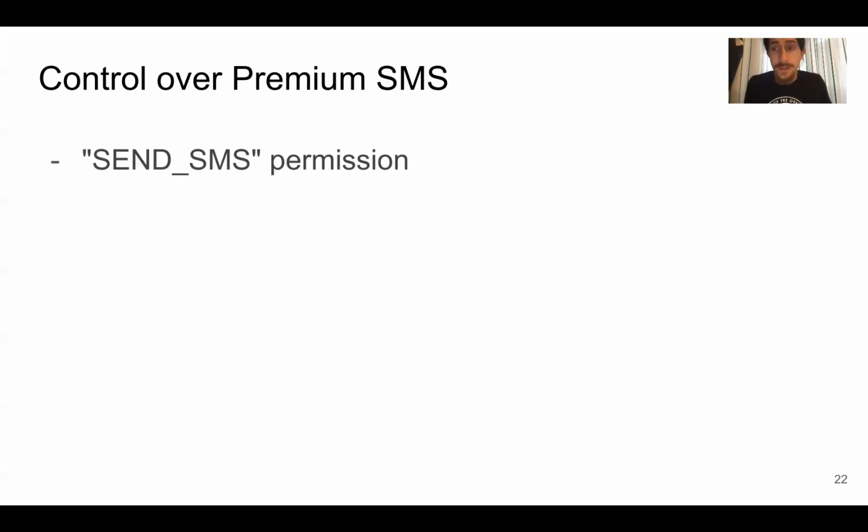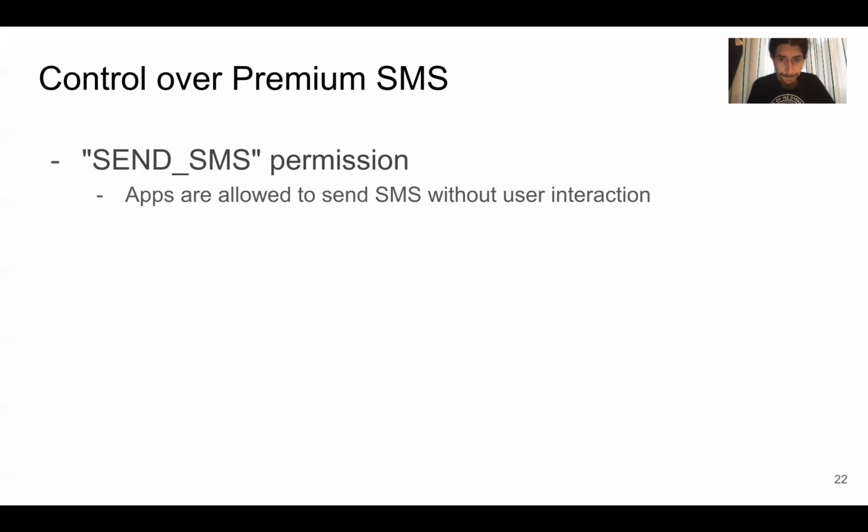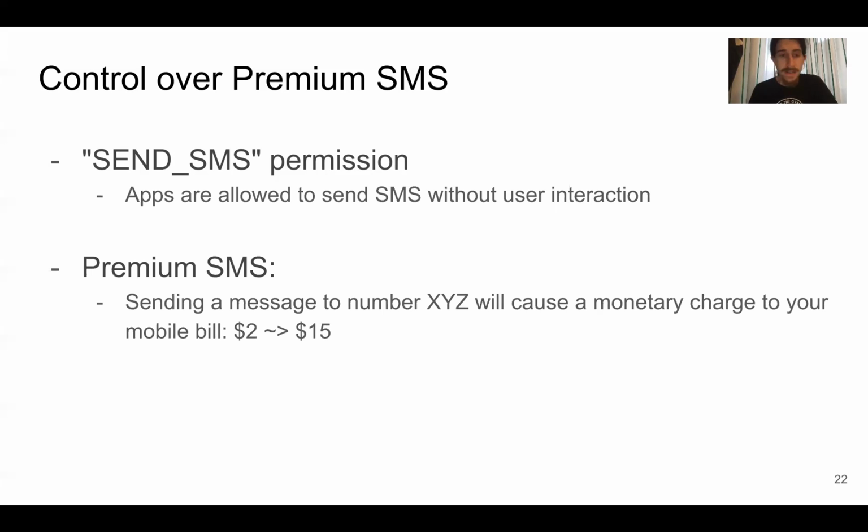So the first one is the control over premium SMS. There is this SEND_SMS permission. If you have this permission, apps are allowed to send SMS without user interaction. And then there is premium SMS, where you can send a message to specific numbers that will cause a significant monetary charge to your mobile bill. It could be recurring. It's not thousands of dollars, maybe in the order of 2 to 10. But if you do this attack on thousands of people, then it's a significant fraud.